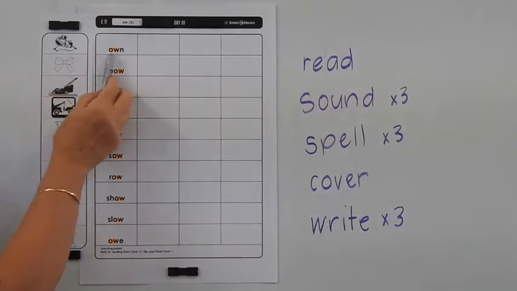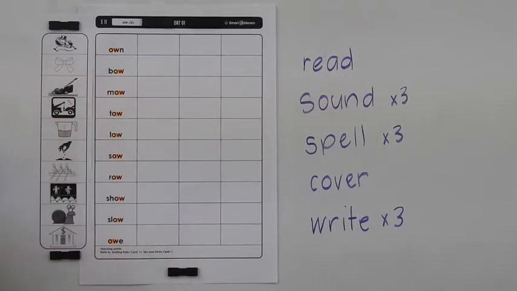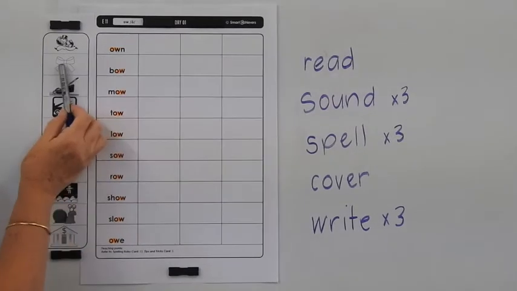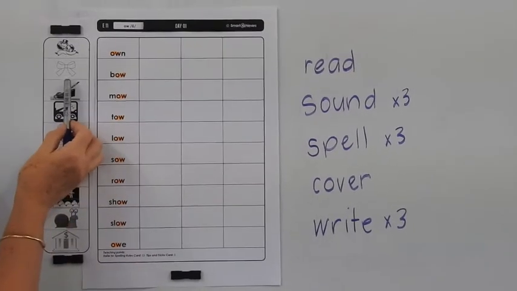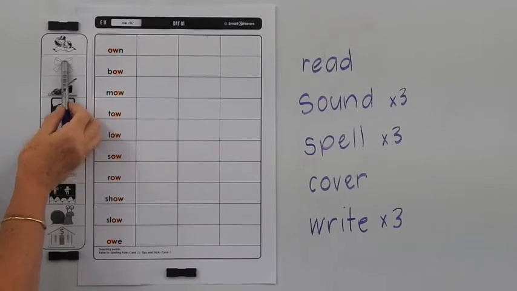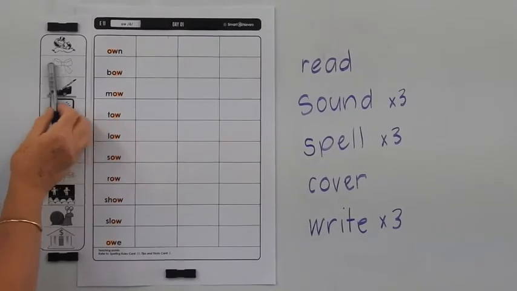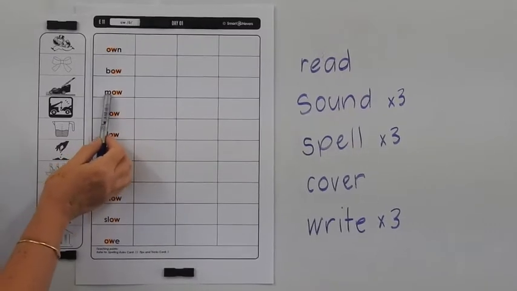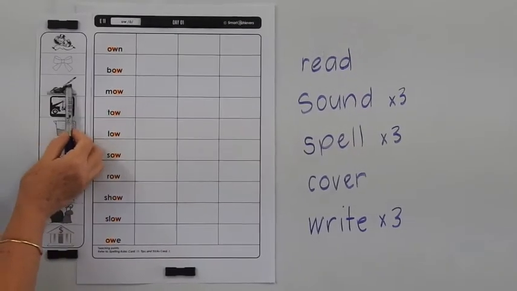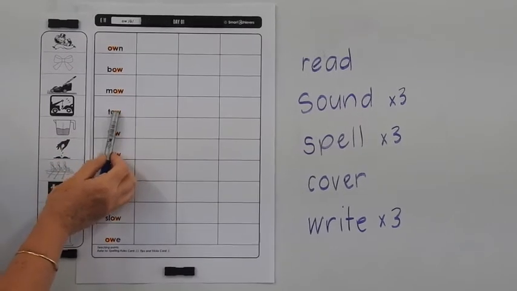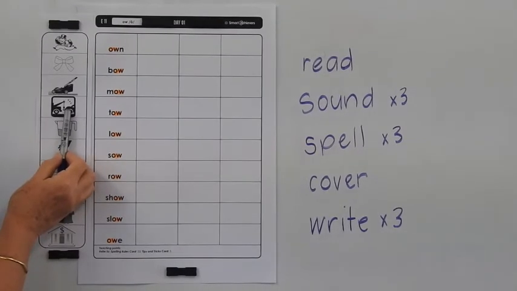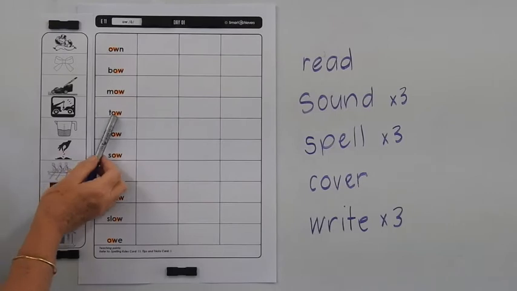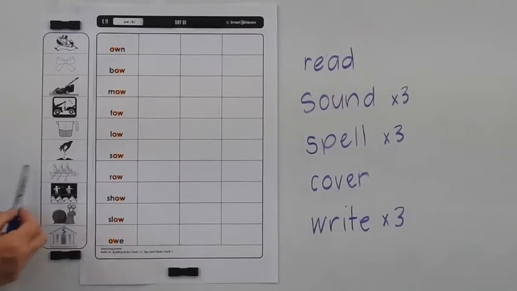So if you have a lot of money, you might own a house or a car or things. So they're the things that you've paid for and they belong to you. A bow, you can tie a bow in a ribbon or in your shoelace. It's like a knot that you tie, and quite often you see a nice bow in someone's hair or on a gift or something to decorate it. Mow is where you mow the lawn with a lawn mower. This is tow, so sometimes you might see a pickup truck tow a car, or you might see a car towing a trailer or a caravan or a van.